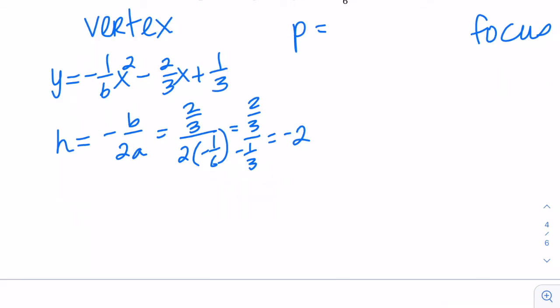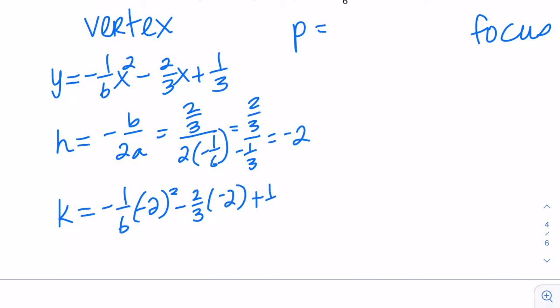If we want to figure out the k, we just plug that into the equation. So that's negative 1/6 times negative 2 squared, minus 2/3 times negative 2, plus 1/3. So the k will equal 1. So our vertex for this equation is going to be (negative 2, 1).